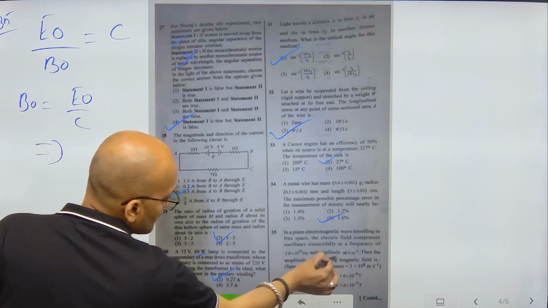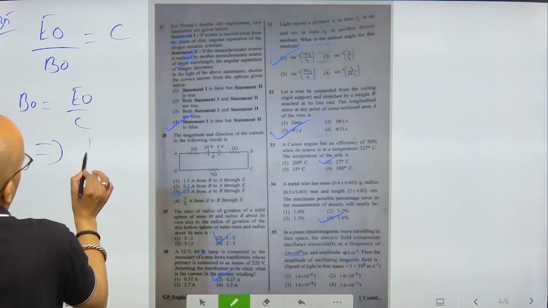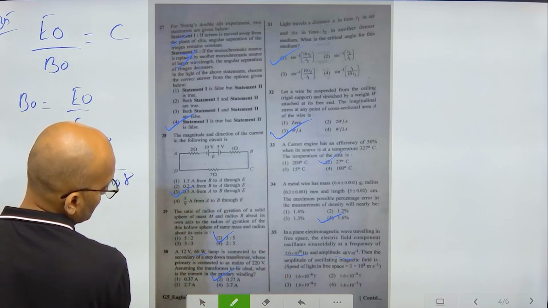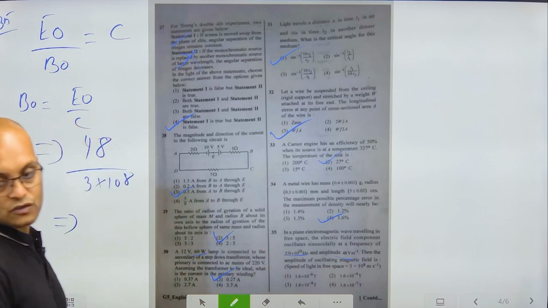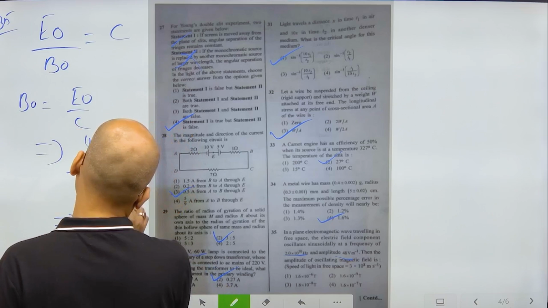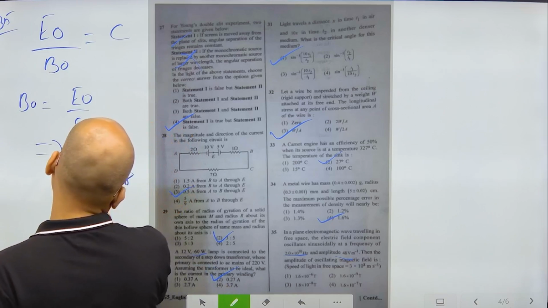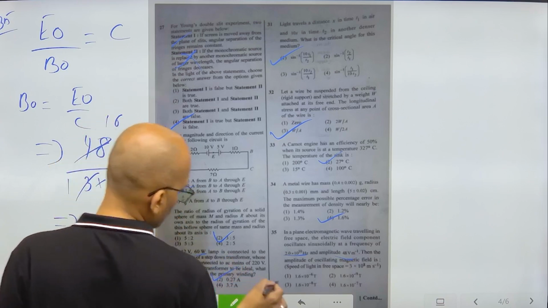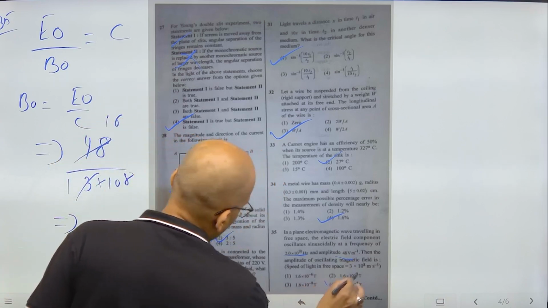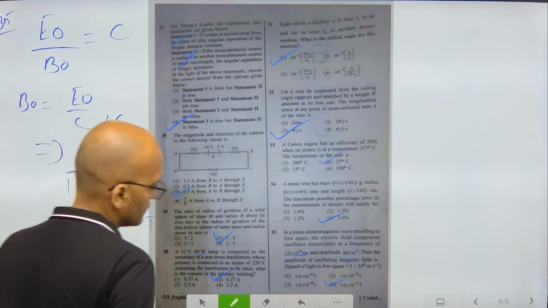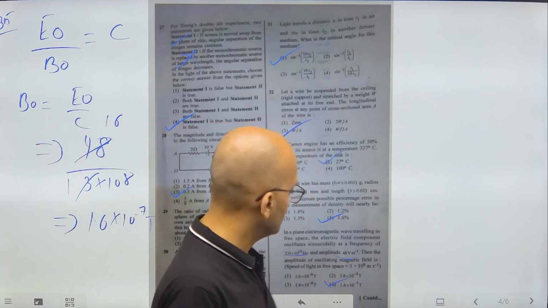This is the frequency. Do not put the frequency here. C is 3 into 10 to the power 8 meters per second. Solve it, you will get 1.6 into 10 to the power minus 7. Okay, this is option D.